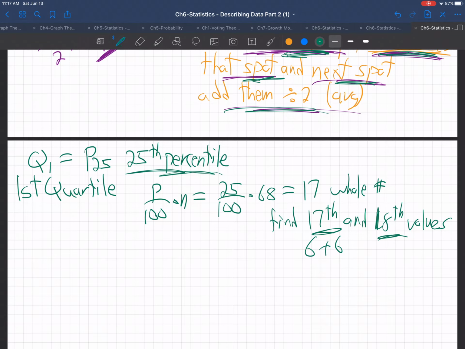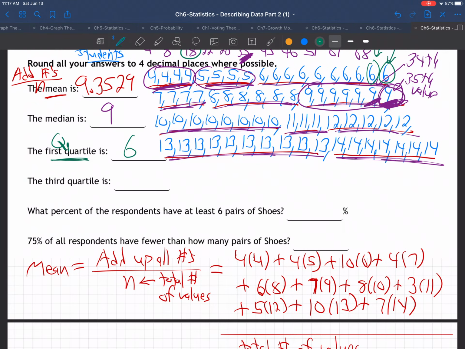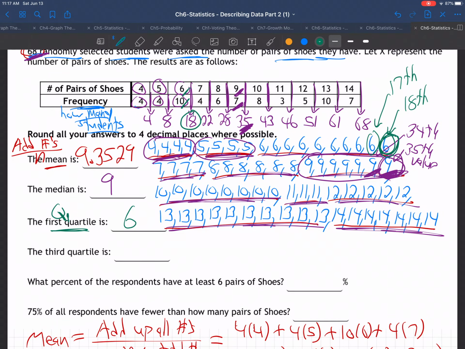So, you add them and divide by 2. That's just going to come out 6. The average of 6 and 6 is 6. 12 divided by 2 is 6. So 6, that's the end of the first quarter. And that looks right, doesn't it? It looks like this right here is 1/4 of the way through the data set.